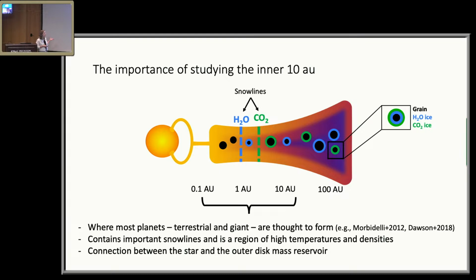And then finally, this is really the connection between the star and the outer disk mass reservoir. And so it's really the bridge in between those two extremes. And we can see a lot of effects from both ends on what's happening in the inner 10 AU. So it's a really important region for us to study.